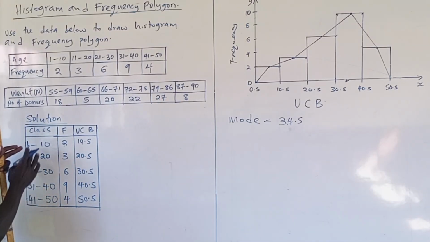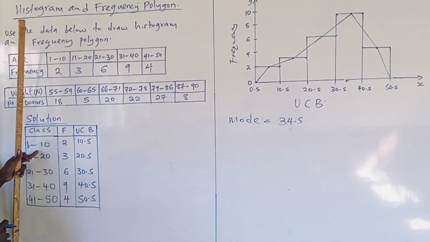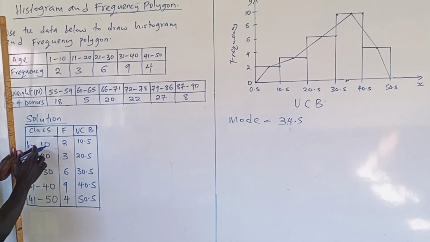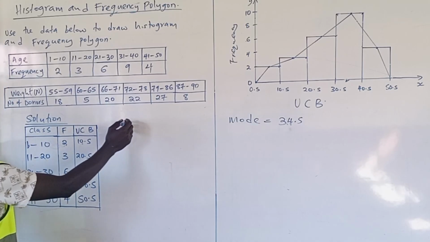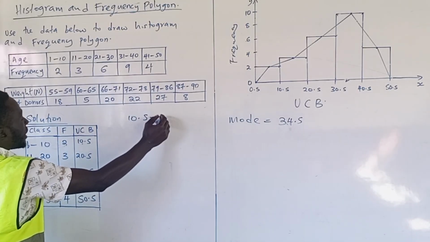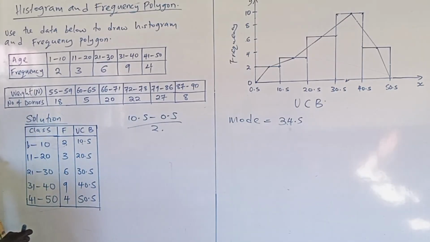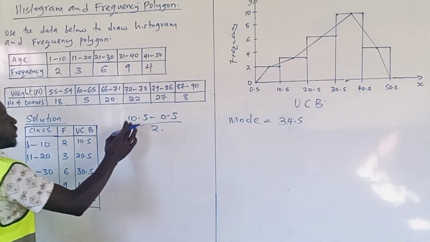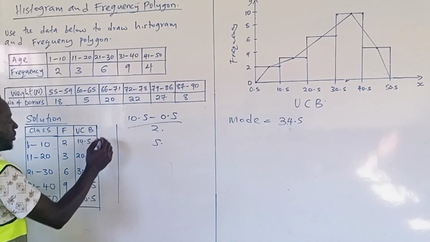Then you get the midpoints. You don't get the upper class boundary. You get the midpoints, which here will be from 0.5 to 10.5. The midpoint will be 5. You subtract 10.5 minus 0.5, divided by 2. This one minus this is 10, and you get 5. So it will be 5.